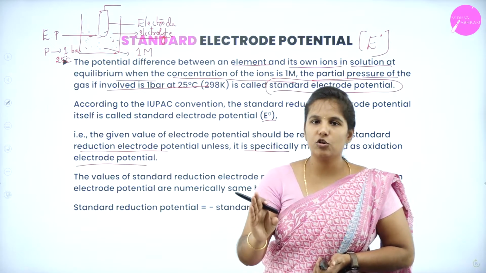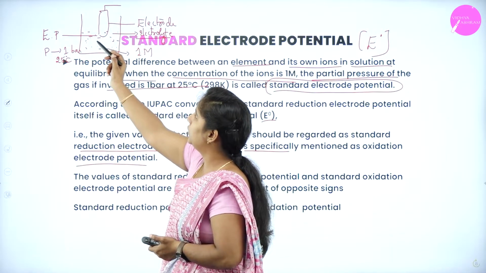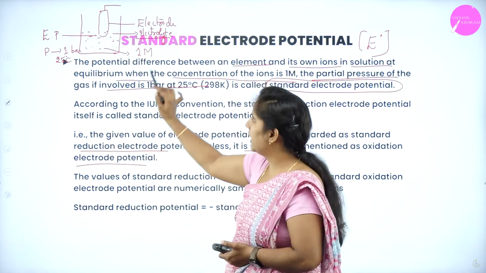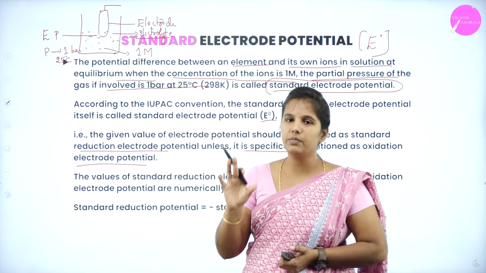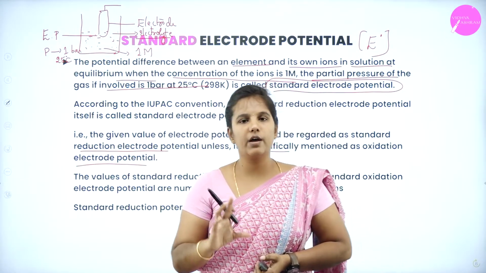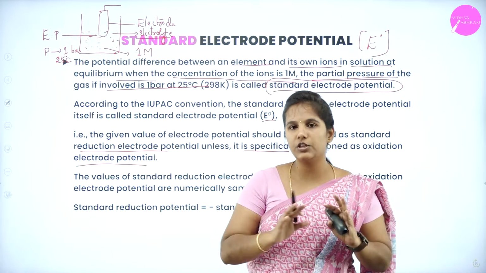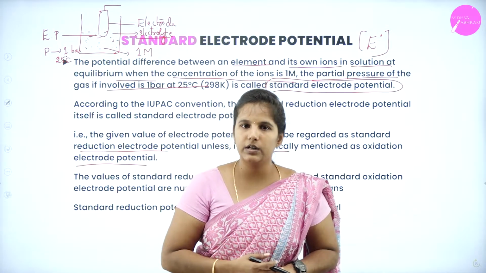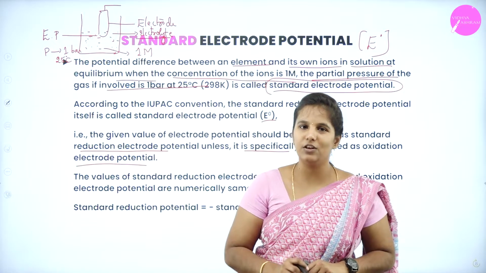What is the standard electrode potential? It is the potential difference between the metal and its own ion, where the concentration of the ions is considered as 1 molar, and the partial pressure of the gas is kept at 1 bar at 25 degree Celsius. The potential which is developed between the metal and its ion is said to be the standard electrode potential, and it is denoted by E0.